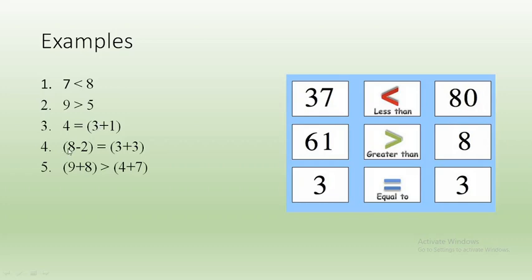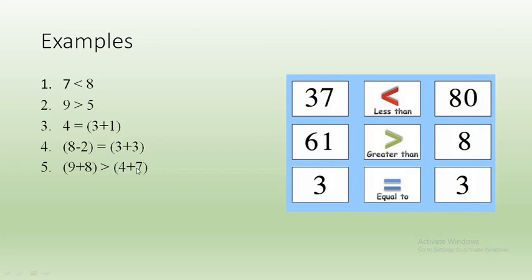Number 4, 8 minus 2. 8 minus 2 is 6, which is equal to 3 plus 3. 3 plus 3 is also 6. That means the 6 that is here is equal to this 6 that is here. Number 5, 9 plus 8. What is 9 plus 8? It is 17. Now 4 plus 7.